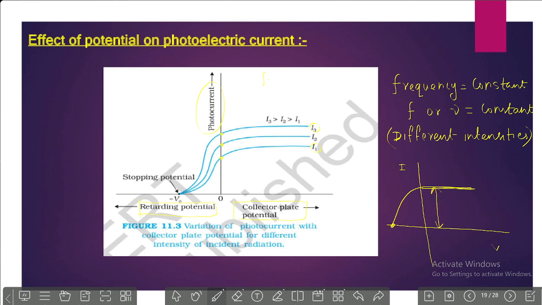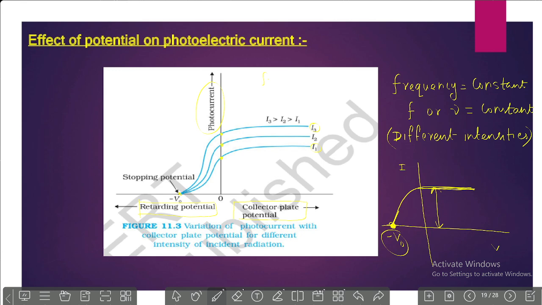And for all the different intensities, there is one negative potential. At that potential, photocurrent becomes zero. Now the negative potential is minus V naught. Remember, this current is maximum, and slowly coming to the voltage axis, on the voltage axis current will be zero. So at a negative potential photocurrent is becoming zero, and this negative potential is called stopping potential.